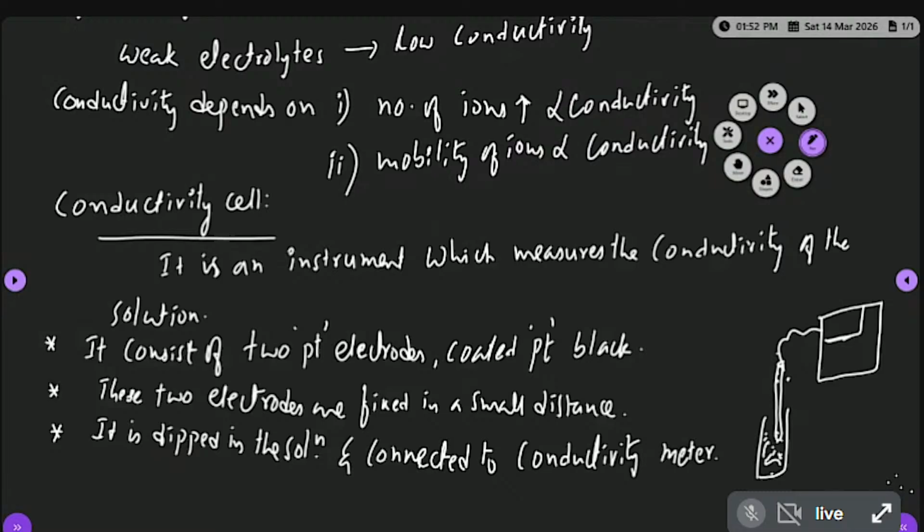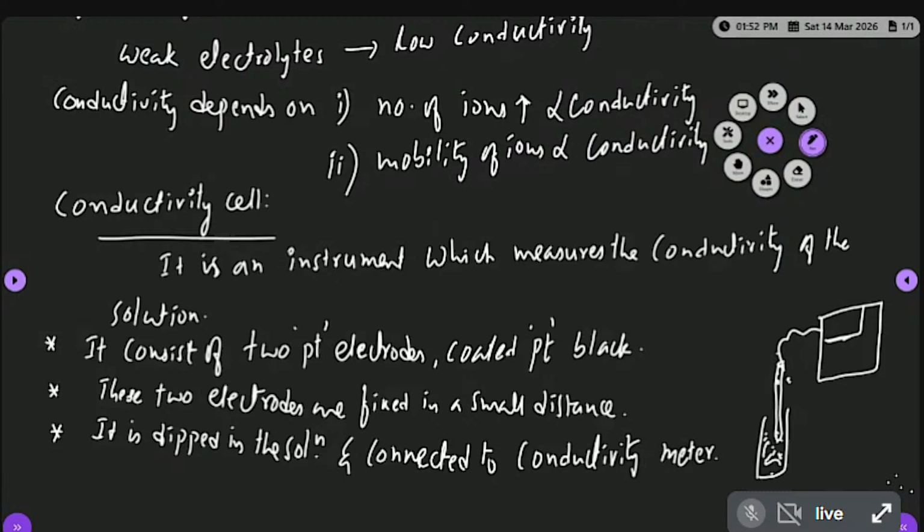automatically connected to the conductivity meter through a wire. So when that cell is dipped in the solution, the conductivity cell reads the conductivity of the solution and displays it on the conductivity meter. So conductivity meter lo display avutundi. So we can see the conductivity of that solution. Okay, so this is what a conductivity cell is.